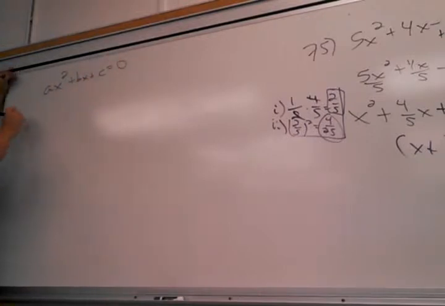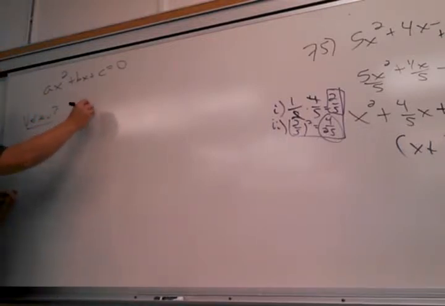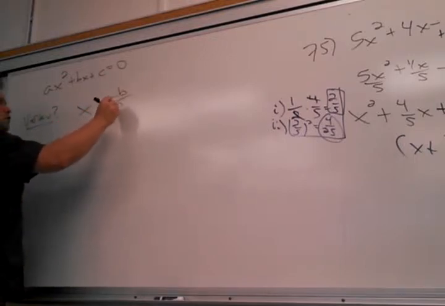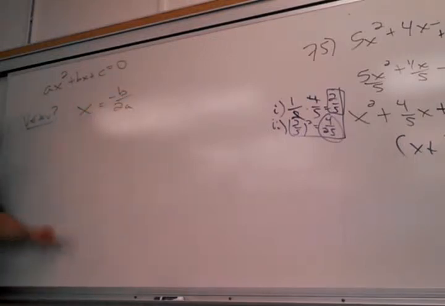But to remind you what we did last time, if I have this, how do I find the vertex? What's the quick way to find the vertex now? Beautiful. So the x piece will have to be negative b over 2a. And that is directly from the quadratic formula, because it's negative b over 2a plus or minus stuff.